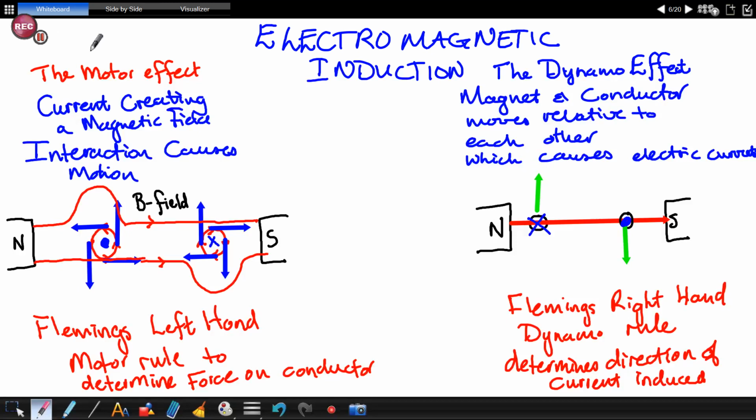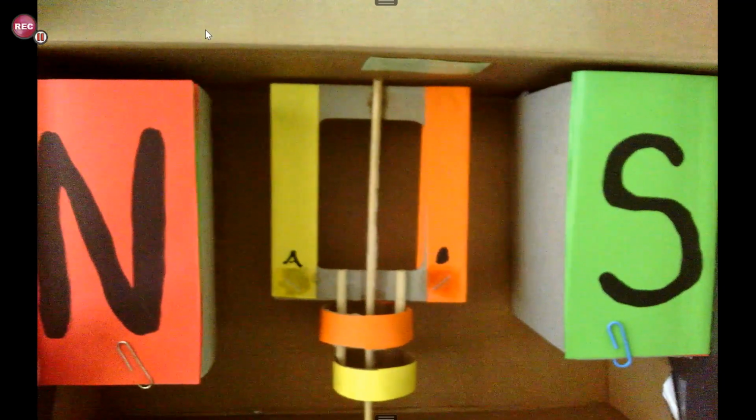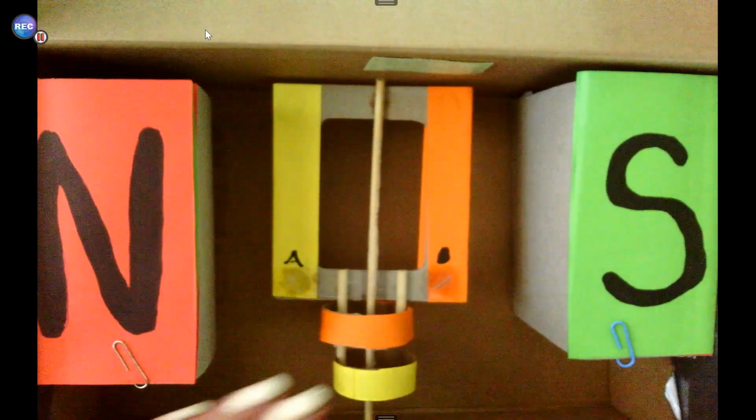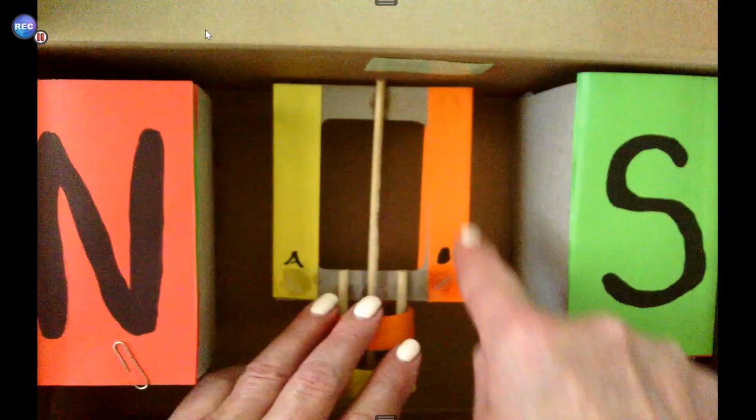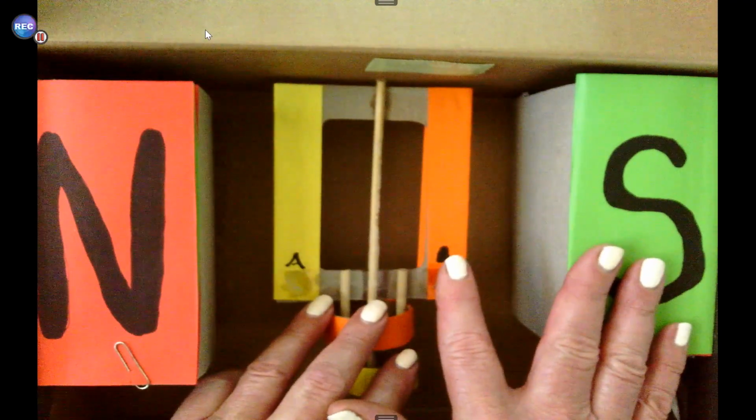Are you ready for my demonstration? Okay, so I'm going to go to the visualizer now. I might have to just adjust it so that you can see what's going on. So you can see the North Pole and the South Pole, and you can see there is a coil in the magnetic field of the magnets.